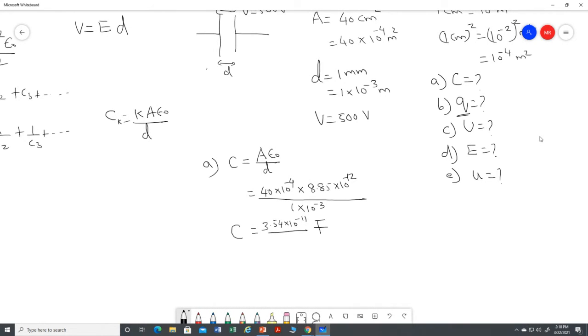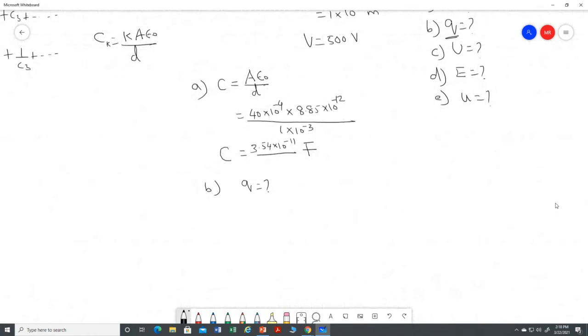Okay. Yes, doctor. What is your second question? We are going to find the charge. So if you want to find the charge, we know the capacitance of the capacitor. What is the rule for capacitance of the capacitor? C is equal to Q over V. Am I right? Yes. Therefore, Q is equal to CV. Now C, you already have. Substitute the C value. What is your V? V is already given in the question, 500.